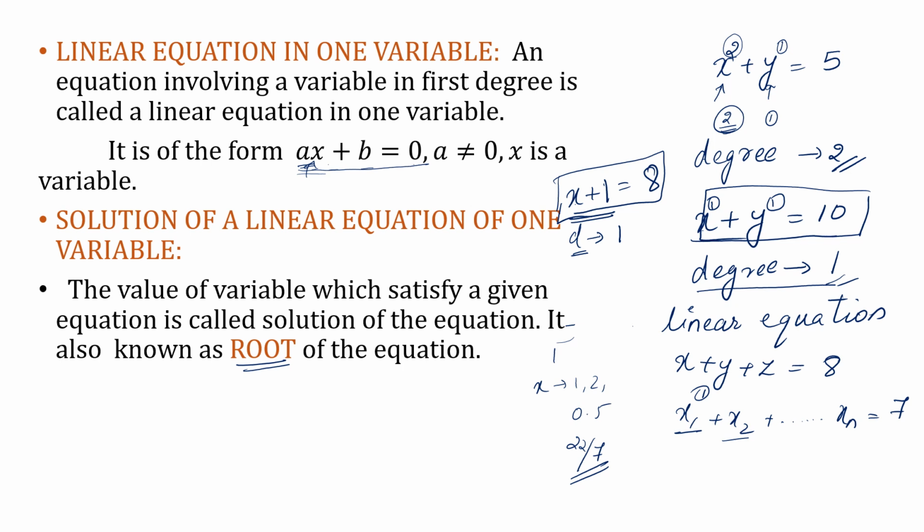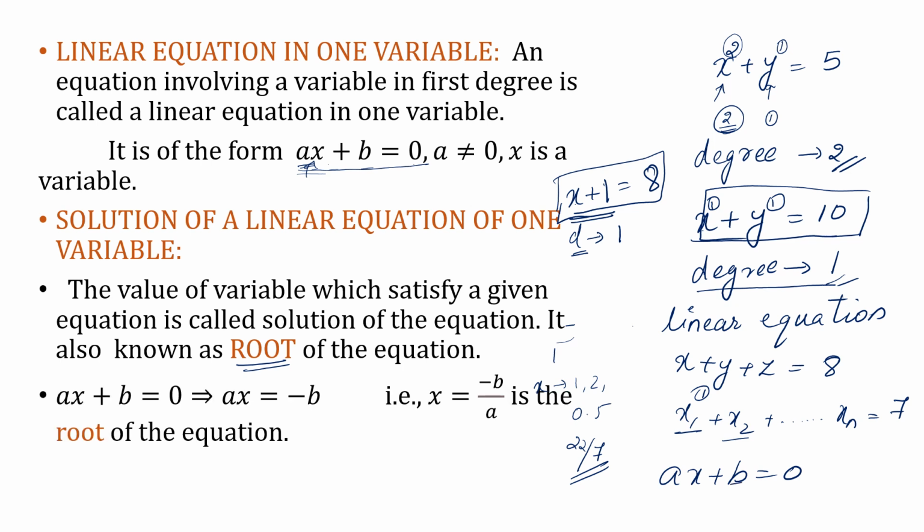So when we have ax plus b equal to 0, how will you find the solution? We can find it this way: ax plus b is equal to 0 implies ax is equal to minus b. This b comes to the right hand side, and then x is equal to minus b by a. So for the equation ax plus b equal to 0, we have x is equal to minus b by a as the root of the equation. Otherwise we call it the solution of the equation.